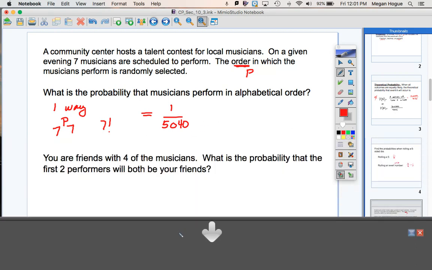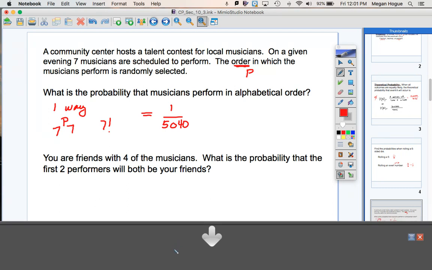So now here comes the next part. You are friends with 4 musicians. What is the probability that the first 2 performers will both be your friends? Well, again, we have to know the total and we have to figure out, okay, we've got your friends. So 4 are your friends, and we want to choose 2 to do that correctly.